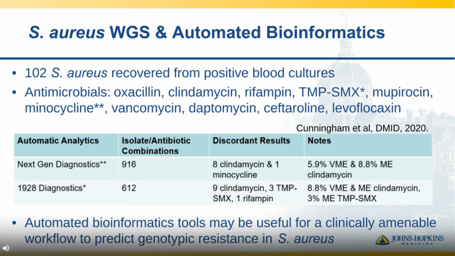But you do see that there were some discordant results that occurred, and if you look at the error rates associated with those discordant results, they would be outside of what would be acceptable for an FDA-cleared assay. That being said, this study really showed that these automated bioinformatic tools may be useful for a clinically amenable workflow to predict the genotype, both phenotypic susceptibility and resistance in Staph aureus.